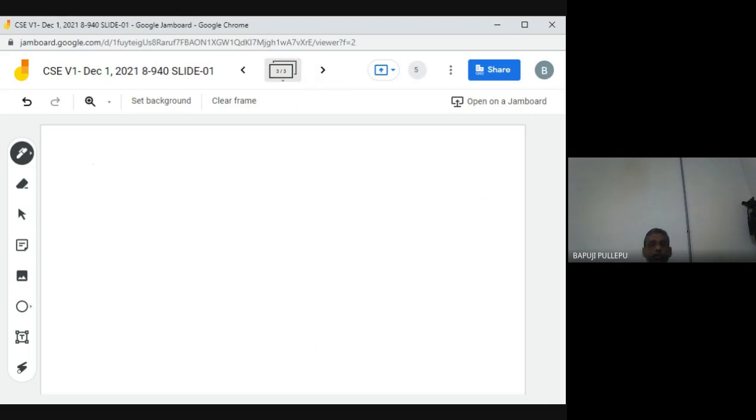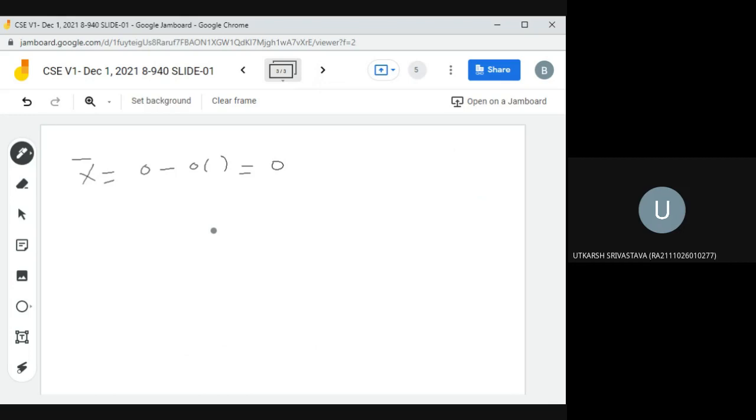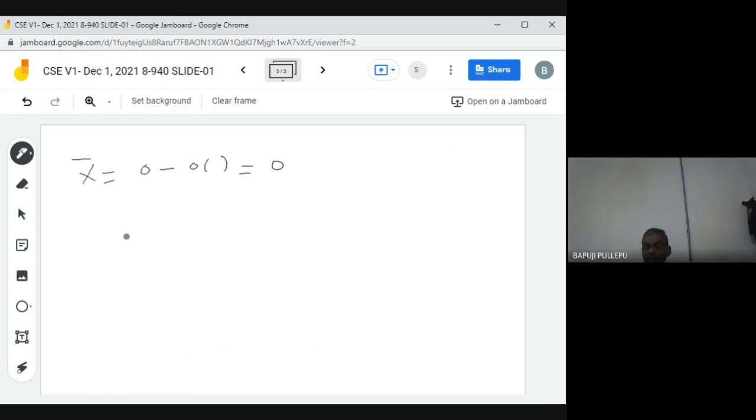Now what will you tell me? x bar is equal to x minus 0 minus y1 itself 0. So the whole thing vanishes. Whatever may be the value, 0 into anything is equal to 0. So x bar is equal to 0. Am I correct? Then what is the y bar formula?